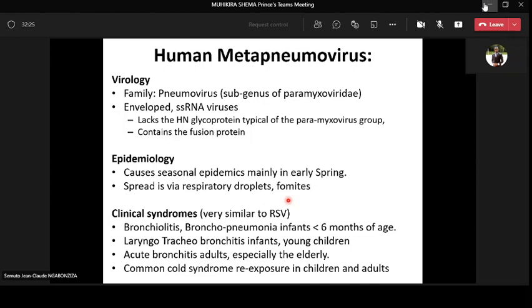We have also human metapneumovirus, which also lacks hemagglutinin, single-strand RNA virus enveloped, but of course contains fusion protein. It is also a subgenus of paramyxovirus. It causes seasonal epidemic, in spring, of course, in many Western countries, and same way of transmission and more or less similar symptoms to the previous. It can also cause common cold and re-exposure. It doesn't provide or induce longer immunity, and it can cause problem in adults, especially elderly, bronchitis.